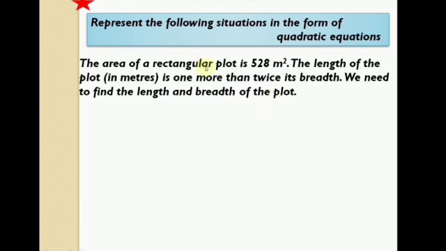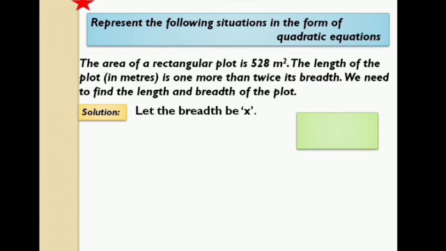Students, once again read the question. Area of the rectangular plot is given as 528 meters square and the length depends upon its breadth. So, start the solution. Let the breadth be x, because here breadth is the independent variable. This is the plot and we suppose that the breadth is x. So the length will be 1 more than twice, it means 2x plus 1.